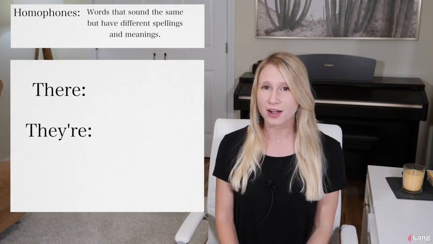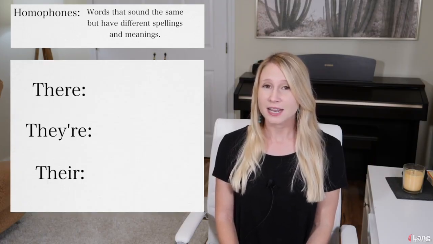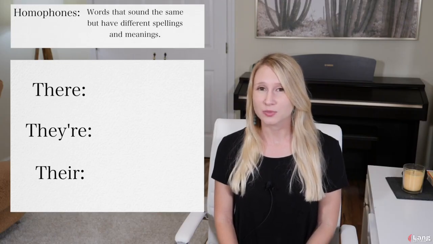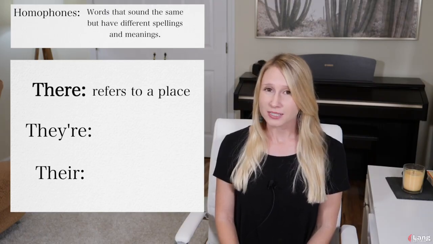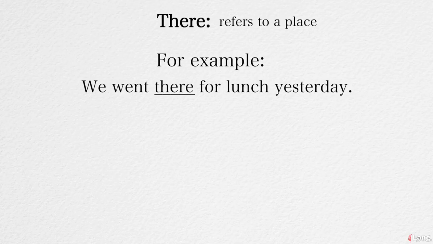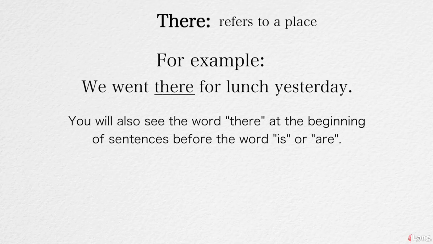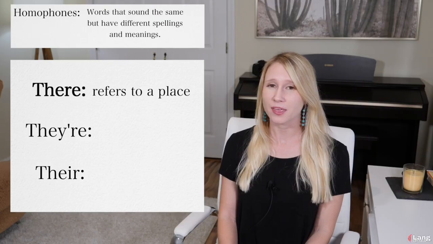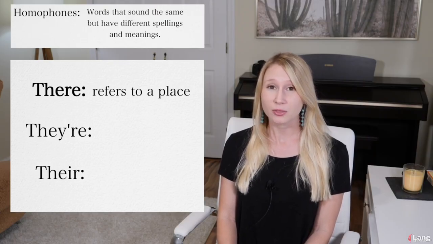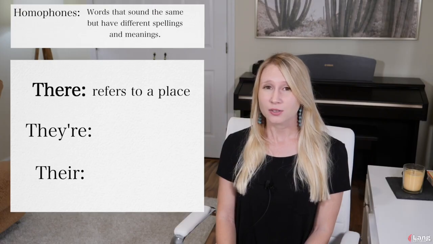The first homophones I want to go over are the words there, their, and they're. I've seen native English speakers as well as non-native English speakers use these words incorrectly. The word there refers to a place. For example, we went there for lunch yesterday. You will also see it at the beginning of sentences before the word is or are. For example, there is traffic every day in this area. If you need a little trick to help you remember that there refers to a place, look at the word there. In this word, you'll find the word here, which also refers to a place.